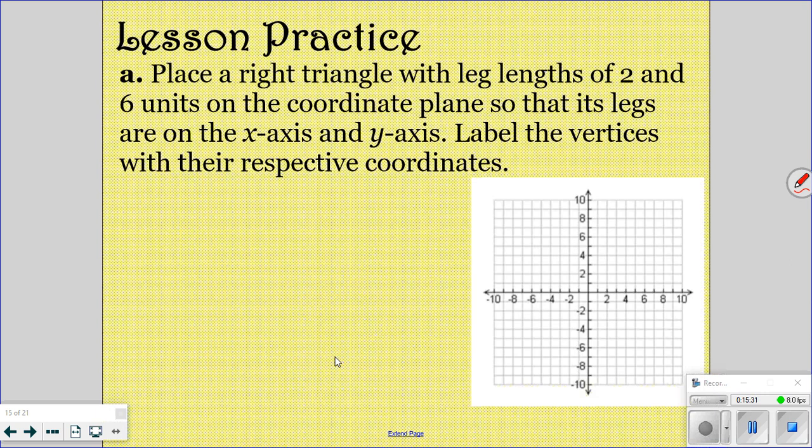Alright, so let's see if y'all can do this one by yourself. Y'all pause the videos and then I will go over it. So we want to put a right triangle with leg lengths of 2 and 6 so that the legs are on the x and y axis. So it didn't say whether to put the 2 on the x or on the y, so it doesn't really matter. But I'm just going to go up 2 and I'm going to go over 6. And so there's my right triangle. And we want to label the vertices. So this would be 0, 2. And this would be 6, 0. And then 0, 0. And so that would be how that one works.